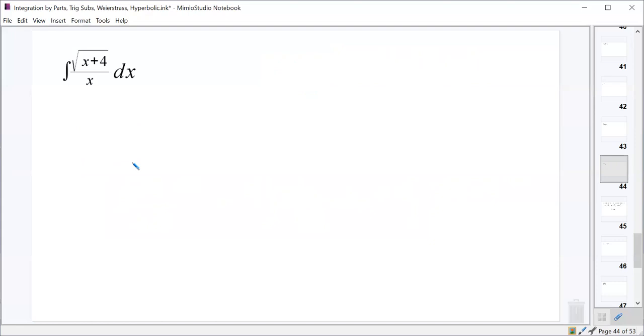Next. I don't know if this actually works out, but the only other method I can think of is by parts. We could do root x plus 4 times 1 over x and then do it that way. Okay, we can give that a try if you want. Sure. Yeah, dv is 1 over x, and then v would be ln absolute value, right? Yeah. Okay, and then what would your u be? The root x plus 4.